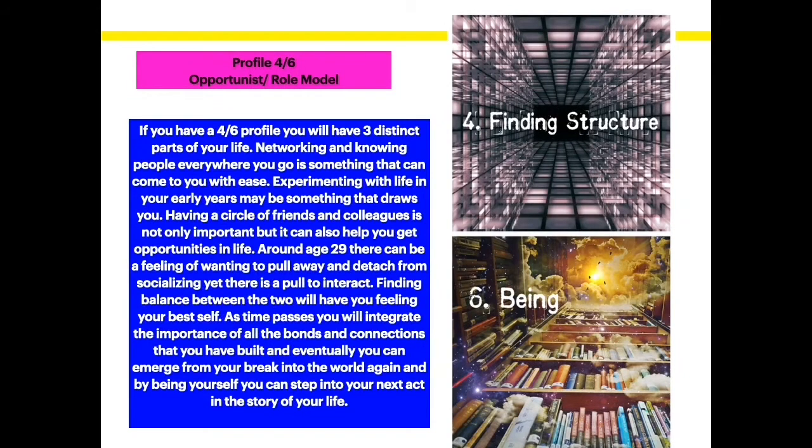So now when we go to the 4-6 profile, we're having somebody who's the opportunist role model. So we have somebody who's all about connections, all about take me as I am, love me as I am. It's all about knowing a lot of people and having a lot of groups that you interact with. Many of your opportunities can come from the groups that you interact with. The 6 line profile is all about 3 stages of life.